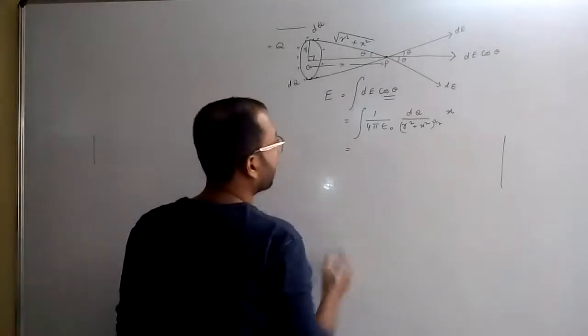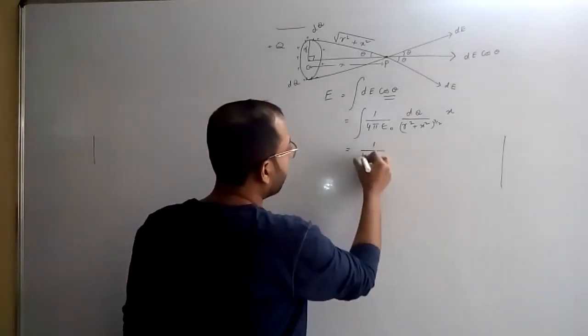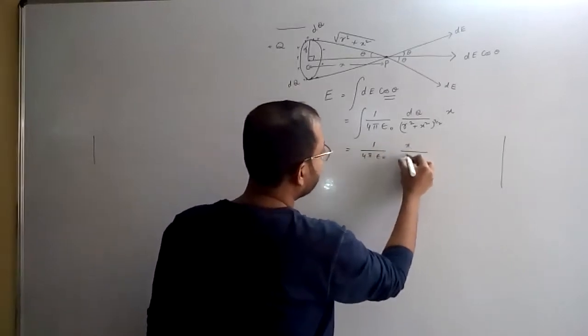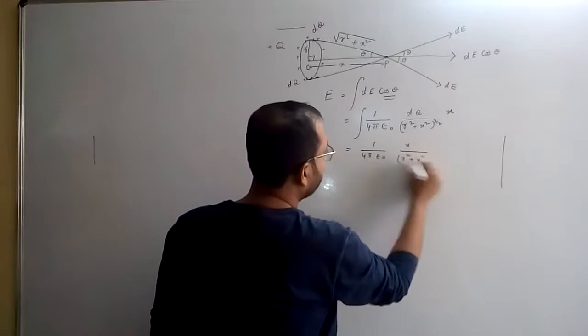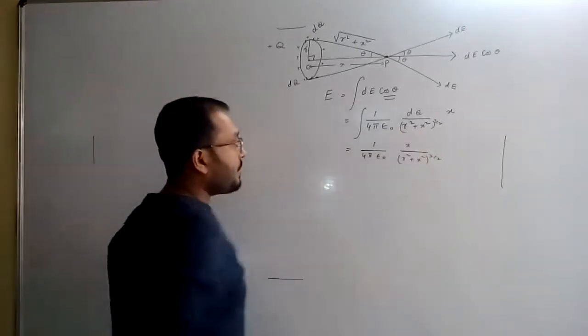So if I take out all the constants, I'm left with 1 by 4 pi epsilon 0 times x divided by r squared plus x squared all to the power of 3 by 2. What remains is the integration of dq.